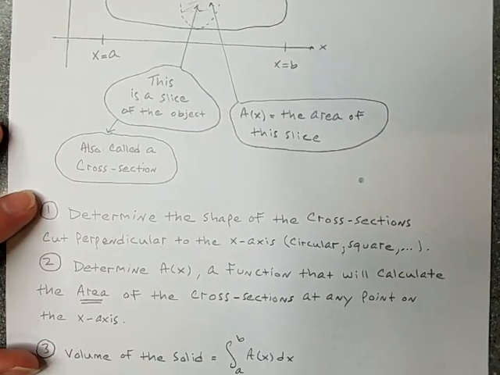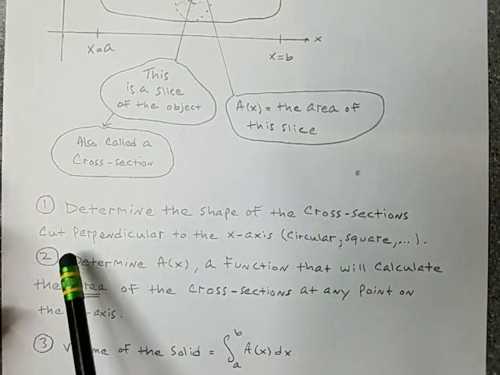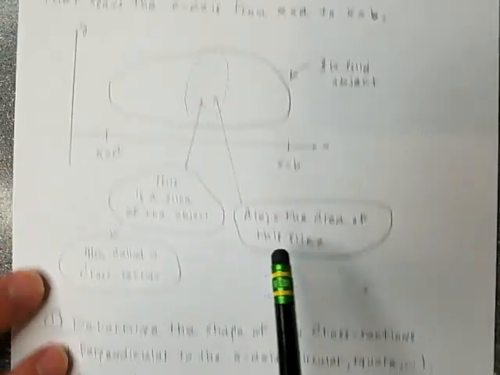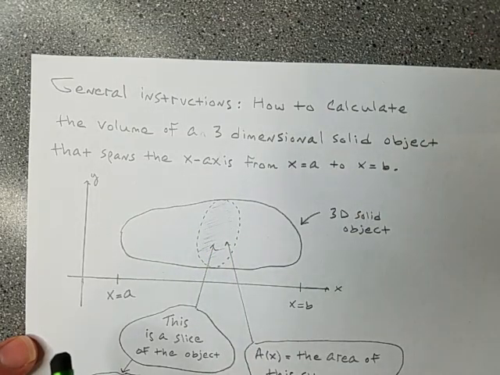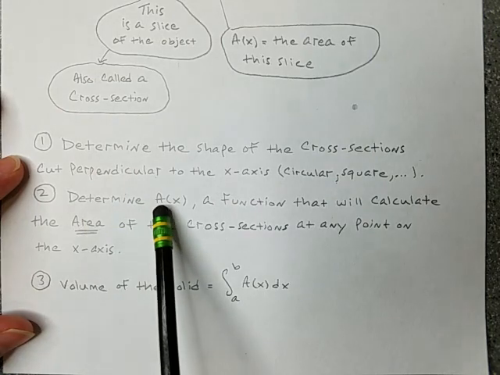Okay, so here are the instructions. Determine the shape of the cross-sections of your object, cross-sections being that they're cut perpendicular to the x-axis. So if I had this shape and if it was a potato, all the cross-sections would be circular. That's the first thing. Second thing, determine the function A of x.